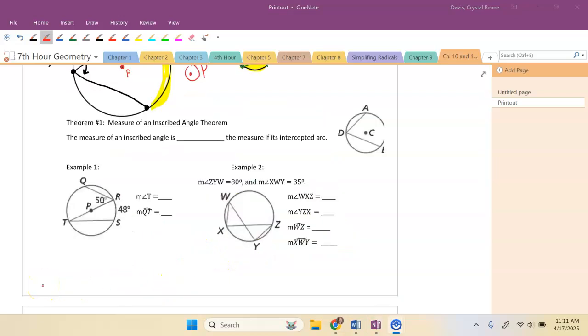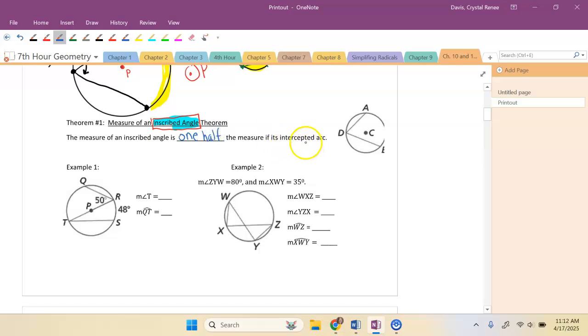All right, so the first theorem we're going to cover today is the measure of an inscribed angle theorem. If you don't know what an inscribed angle is, you need to go back up to the top and look at a picture and understand what it is before you can understand this theorem. The measure of an inscribed angle is going to be 1/2 the measure of its intercepted arc.